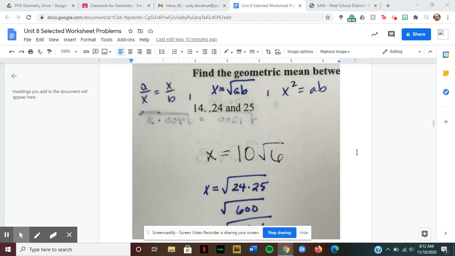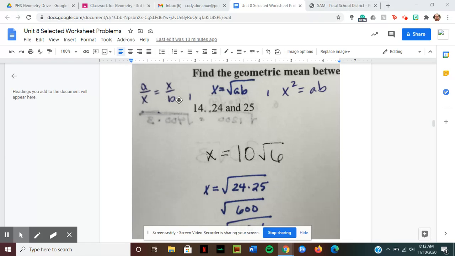All right, so 8.1b, number 14. This time we're talking about finding the geometric mean of two numbers. Now, remember, there are three ways that I could look at determining what the geometric mean of two numbers can be. Okay, so I could go for a over x is equal to x over b.